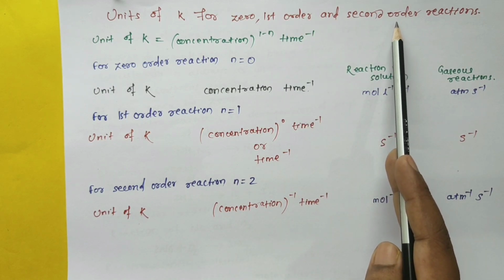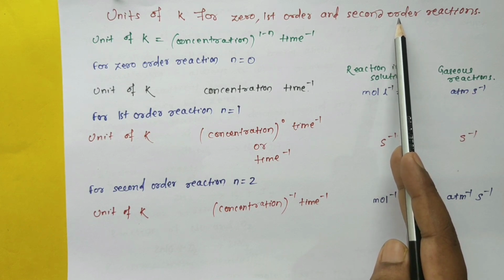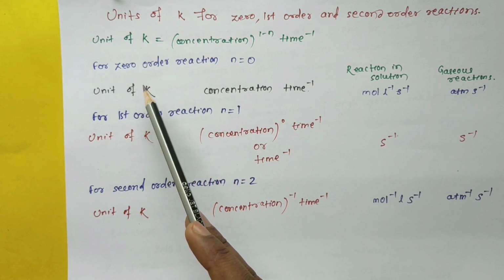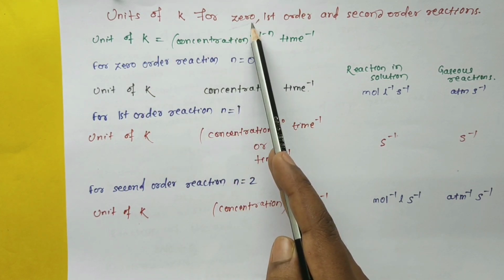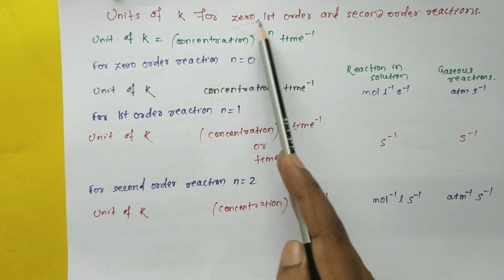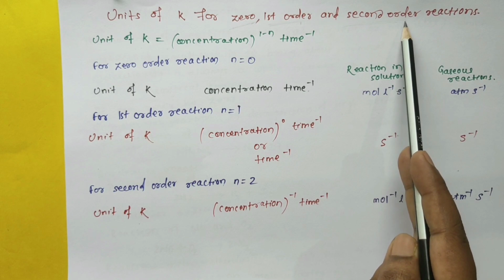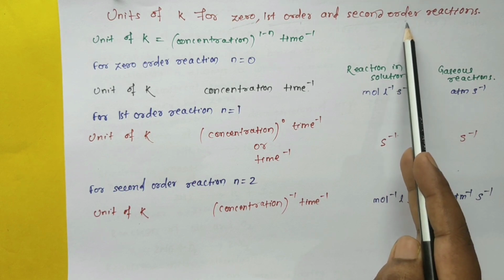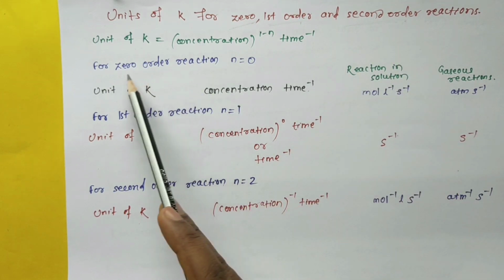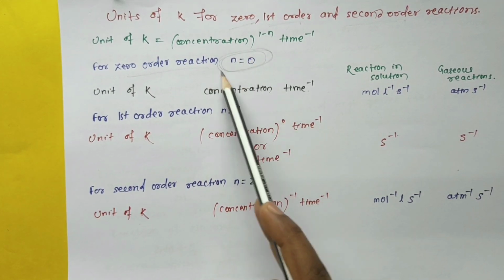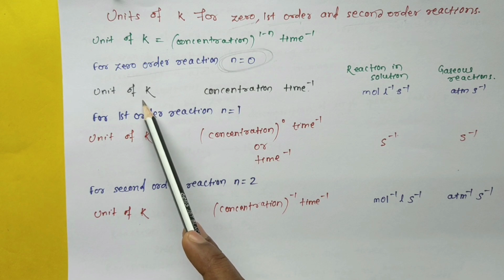In the previous discussion, I explained that the unit of rate constant depends on what? The order of the reaction. So for a zero order reaction, the unit of rate constant will be different. For first order reaction, it will also be different. For second order, it will also be different. Clear? So let's see here. For a zero order reaction, that means order is equal to 0. So what will be the unit of K?